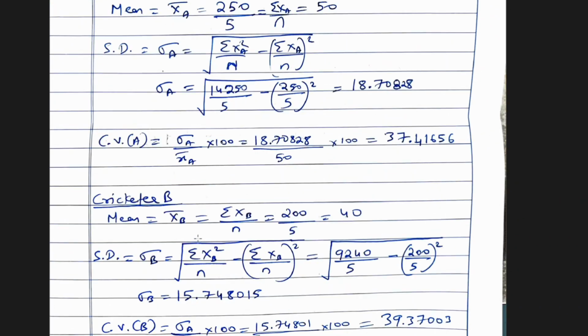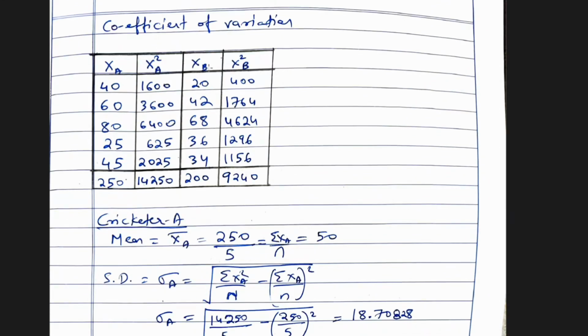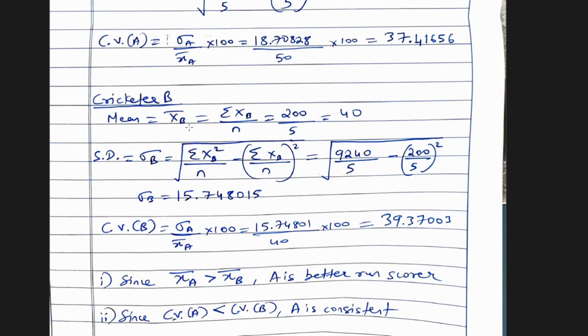Next, cricketer B. Okay, similarly, mean is equal to this total here. For mean, we are taking this column. For standard deviation, we are taking this and this both columns. So mean of B is equal to summation of x divided by n. So 200 divided by 5, that is equal to 40. So the mean of cricketer B is 40.